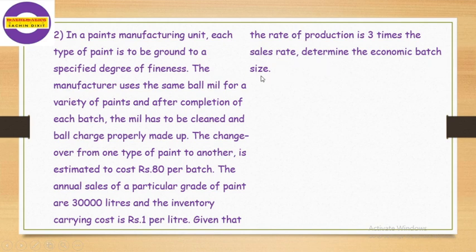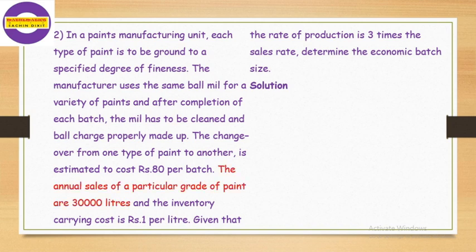That means we have to find the value of Q star, and for that we first have to find the values of C1, R, K and C3. We point them out one by one from this problem statement, and so we get those values.